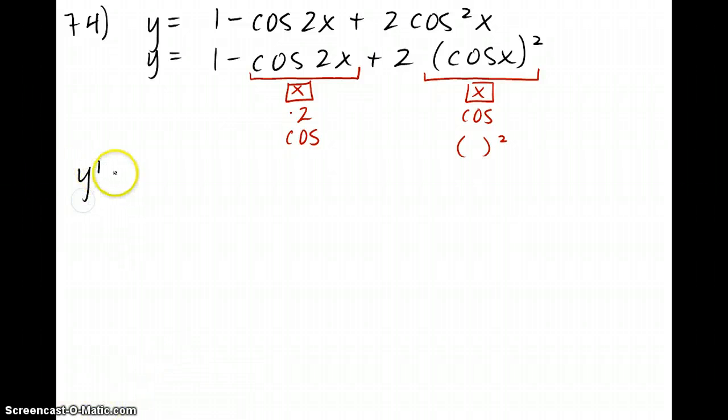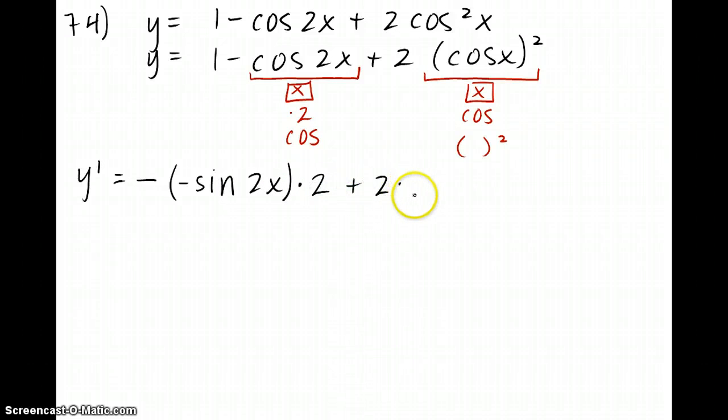So y prime, the derivative of 1 is 0. Now working from the outside in, the negative sign, don't lose that, that's the coefficient. Derivative of cosine is negative sine of what follows it, times the derivative of 2x is 2, plus 2, again that's my coefficient, we'll deal with that at the very end. Deriving something being squared, bring the exponent out front, subtract 1 from the original. Now multiply by the derivative of the cosine function, which is negative sine.